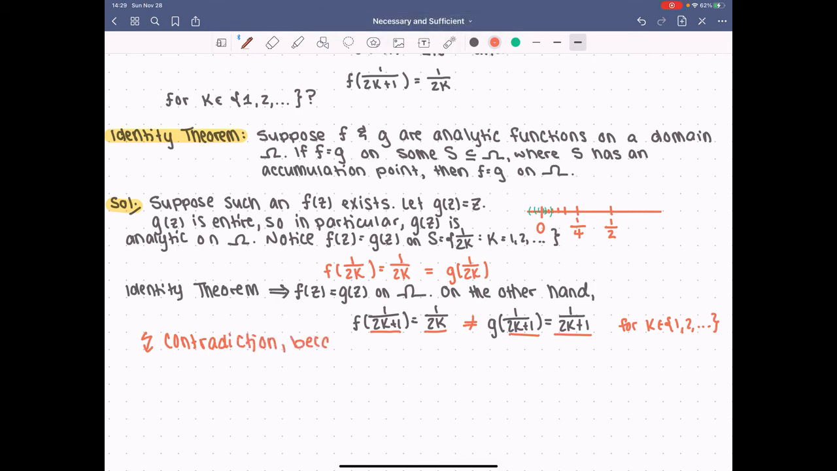Because we said that f of z has to be equal to g of z on the whole space omega. So what goes wrong with the argument? It's our assumption that such an f of z exists. So we conclude no such f of z can exist.